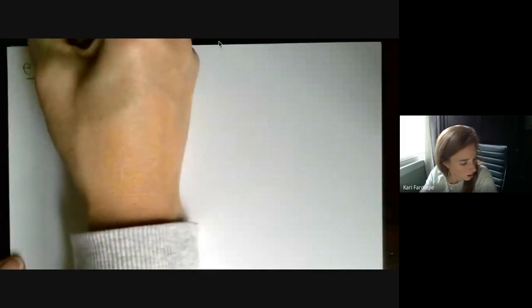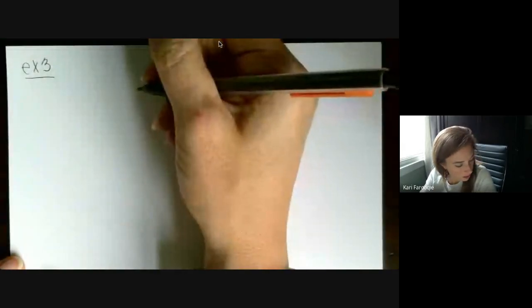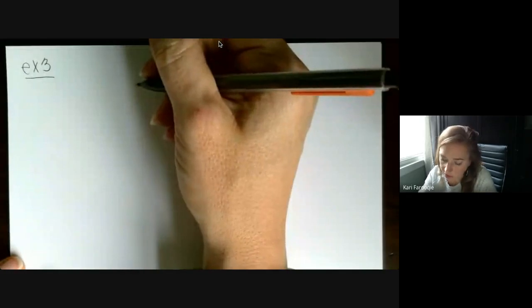Example 3. Find all points where the tangent line is horizontal. The function is going to be f of x equals cosine x minus sine x.